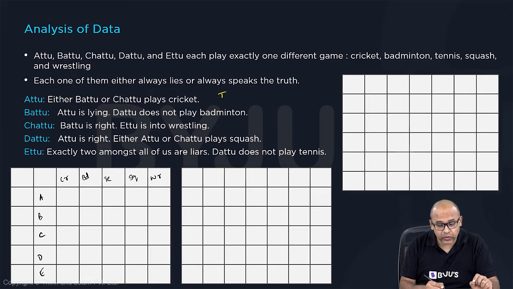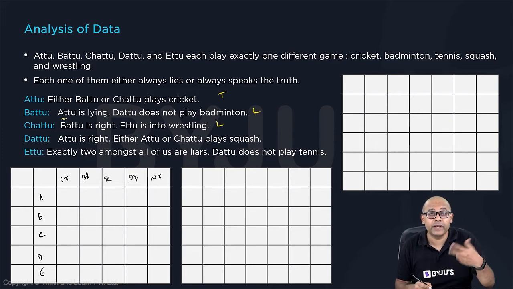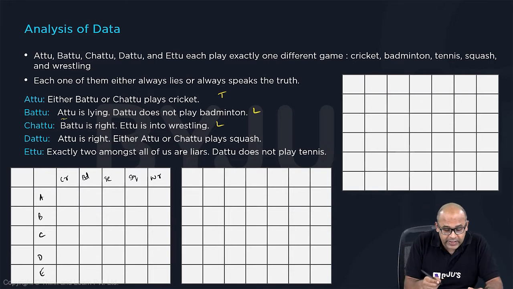Now, if Attu is saying the truth, then look at what B is saying. B says Attu is lying. So obviously, according to our assumption, B is a liar. Therefore, C also becomes a liar, because C says B is truthful, but we assumed that A is true, therefore B is a liar, hence C will also be a liar. Now D says A is right, so D is a truth teller.